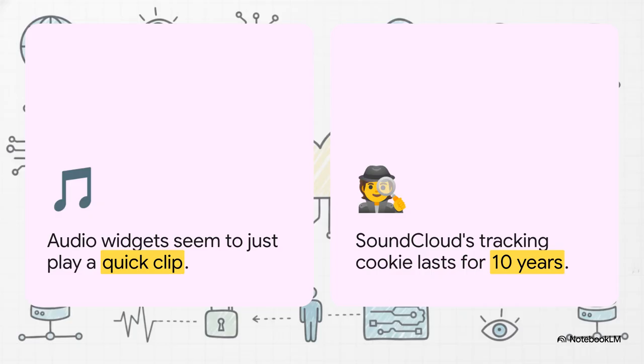Oh, and here's another crazy detail straight from the text. Say you happen to interact with an embedded 3D view or an audio widget on the site, like a SoundCloud widget. You aren't just listening to a quick audio clip. The SC anonymous ID cookie placed by that widget has a maximum storage duration of 10 years. 10 years of tracking an anonymous ID on your device simply for hitting play on a piece of embedded media.